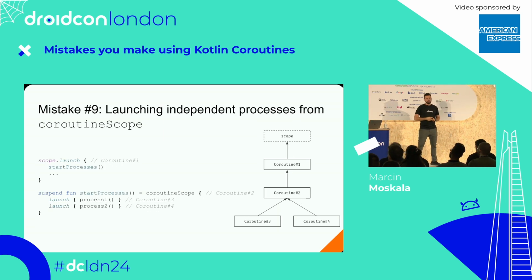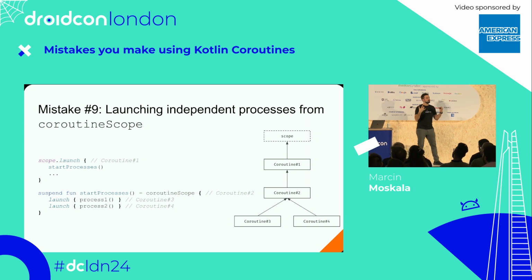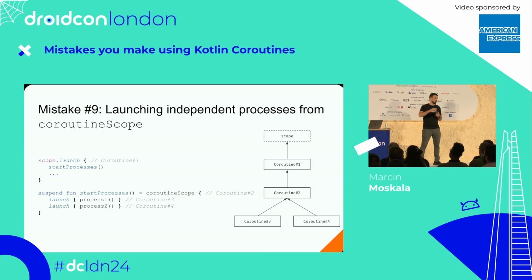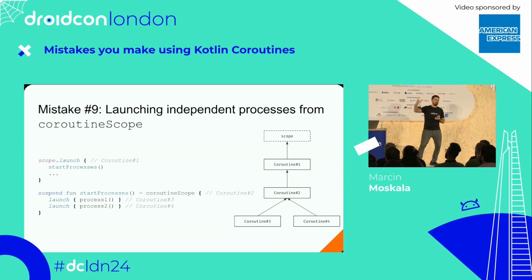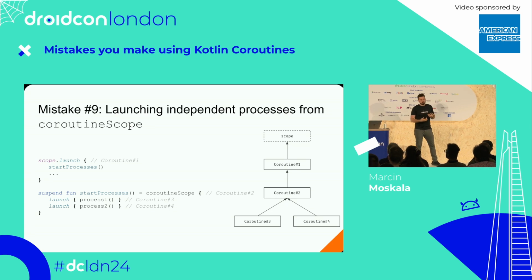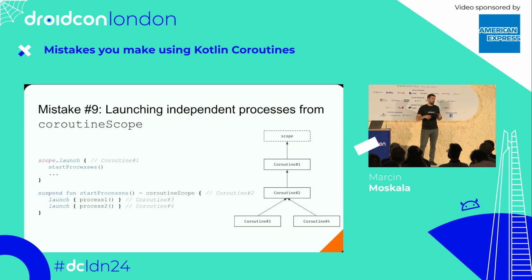Another thing is when you start a few independent processes, coroutine scope is rarely the right answer because of cancellation. Cancellation often works in favor of us when we use coroutine scope with async await: if one of them gets canceled, the other gets canceled too. That's great. But the same mechanism doesn't work well for independent processes, like when you use a coroutine scope to launch a bunch of coroutines, a bunch of independent processes.